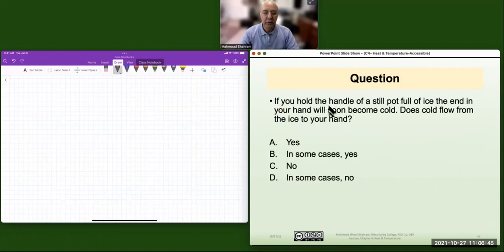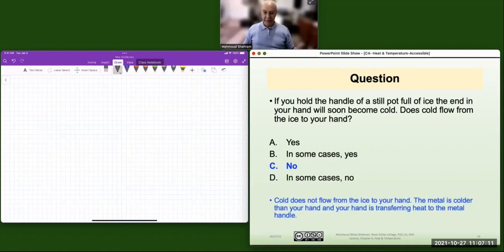Question for you. If you hold the handle of a steel pot full of ice, the end in your hand will soon become cold. Does cold flow from the ice to your hand? What is the flow of heat? The answer is no, because the pot is taking away heat from your hand. And the fact that the heat is being taken away from your hand feels colder. So this may be counterintuitive, but this is what it is.